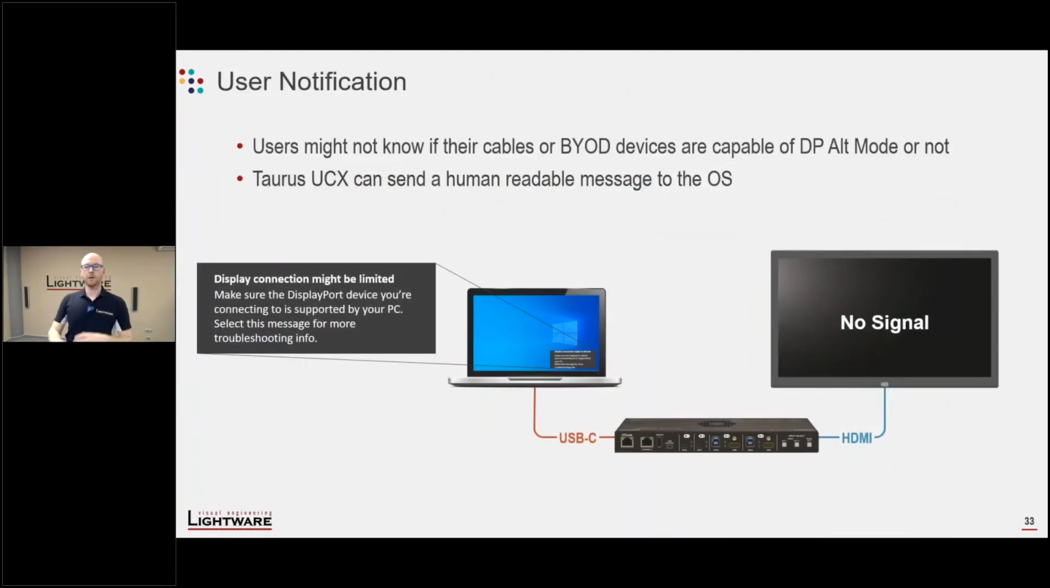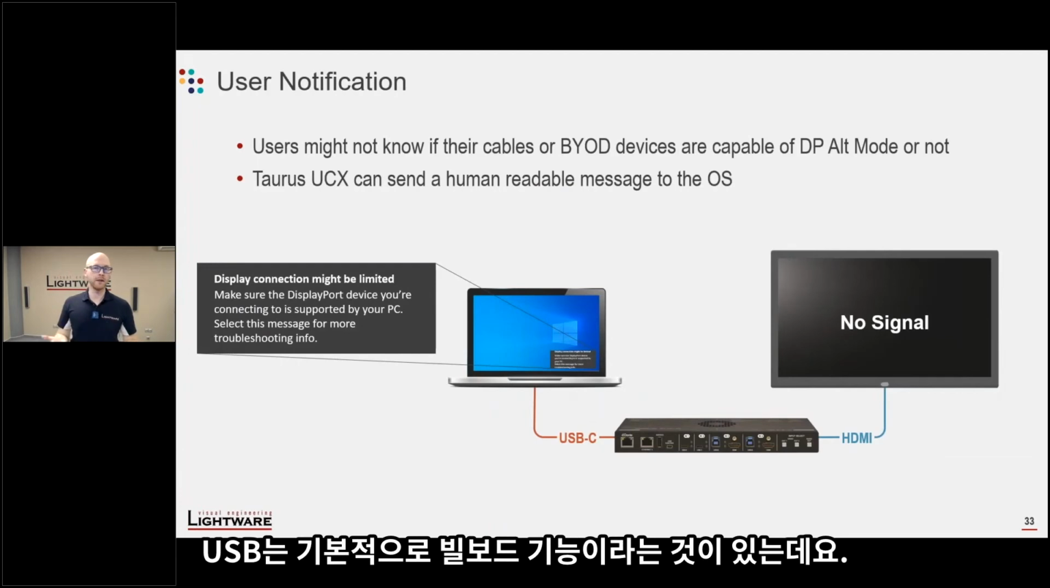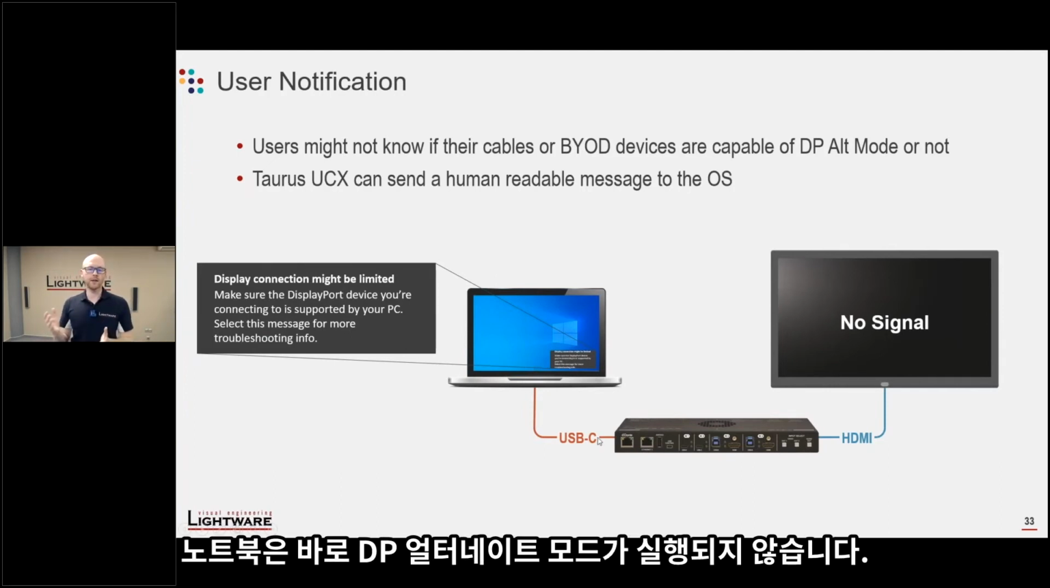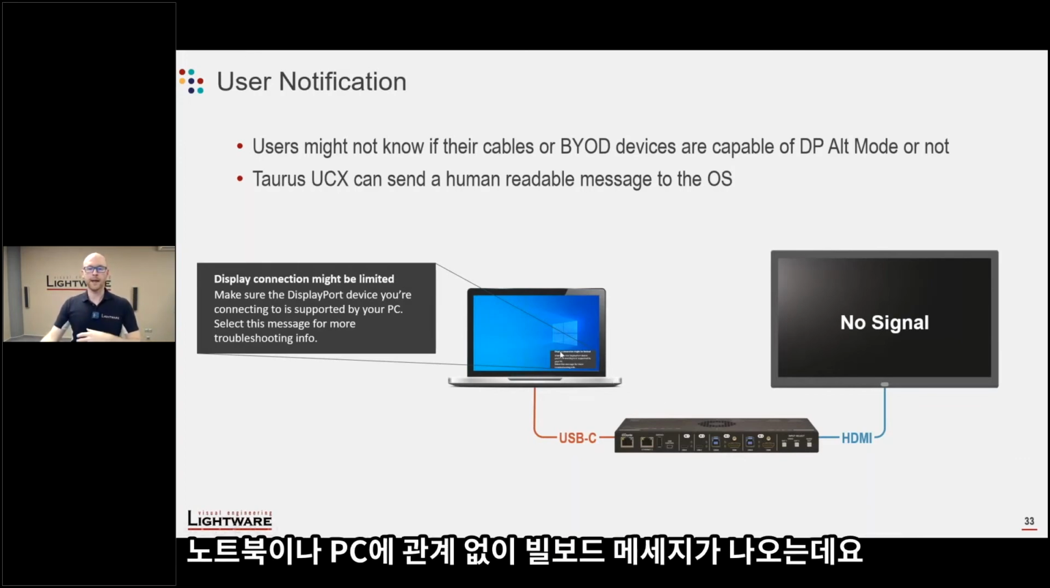And finally, user notifications. USB has a so-called billboard functionality. With Taurus UCX, if you connect a USB-C source and for whatever reason the laptop cannot enter DisplayPort alternate mode and start sending video, it can look for this so-called billboard message, which is stored in Taurus UCX, and show that on the screen of the laptop or the computer.